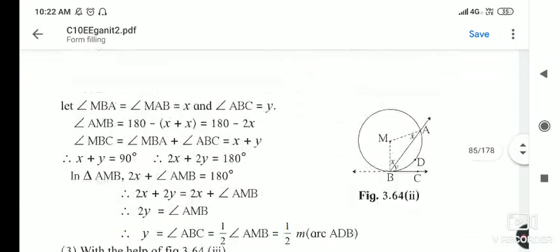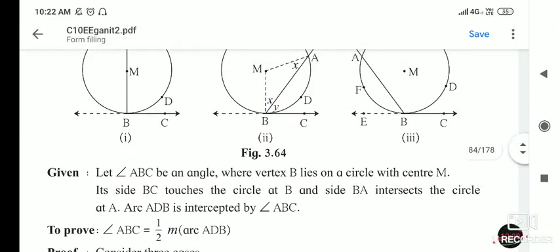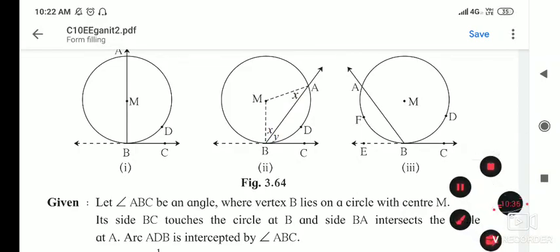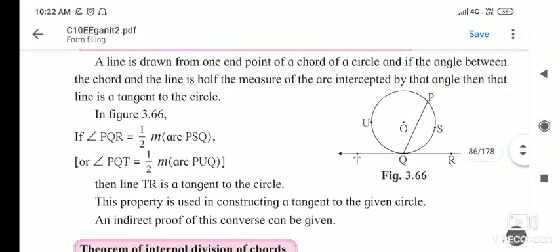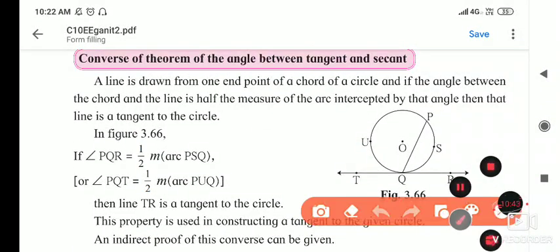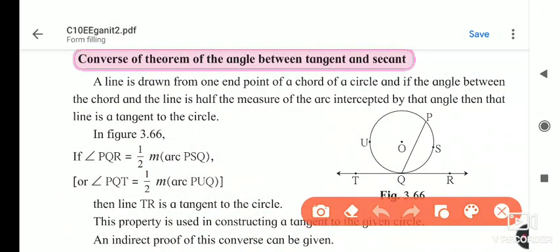So before the converse, what is the statement here? What did we prove here? Angle ABC is half of ADB, according to the tangent secant theorem. So here what they gave us is a line drawn from one end point of a chord. Suppose PQ is a chord. Here it is only given that PQ is a chord, and one of its end points is Q.